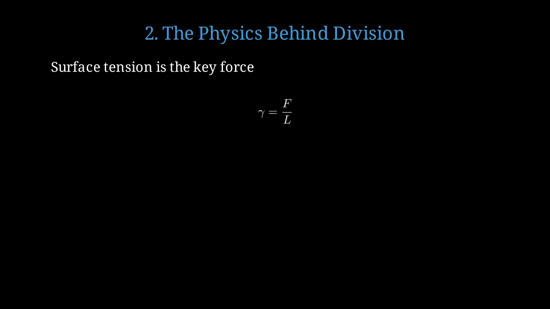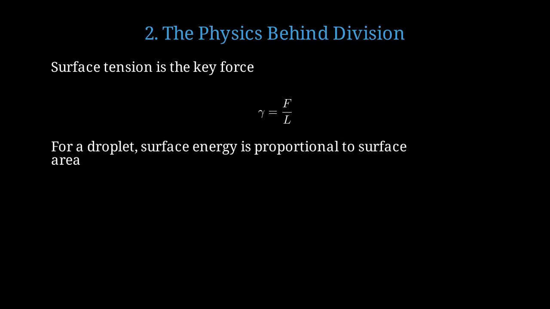Surface tension gamma equals force F divided by length L, measured in newtons per meter. For a droplet, the surface energy is directly proportional to its surface area. Surface energy equals gamma times area, which for a sphere is gamma times 4 pi r squared.